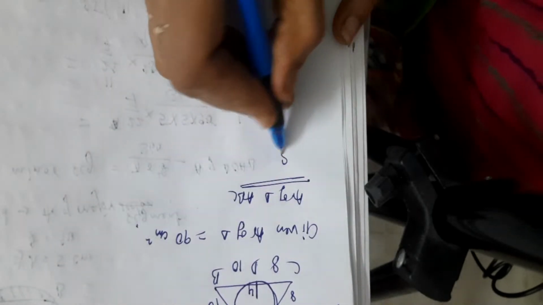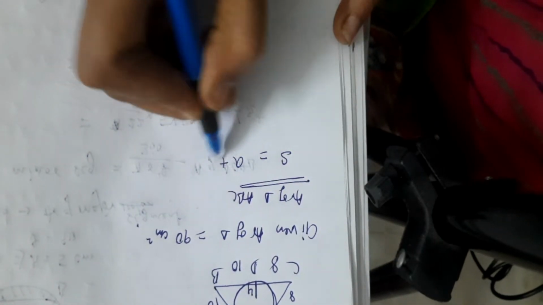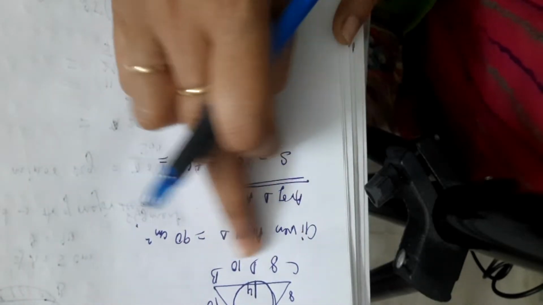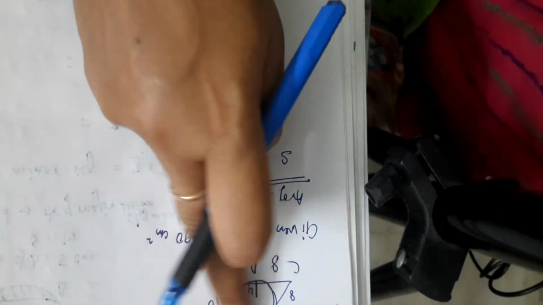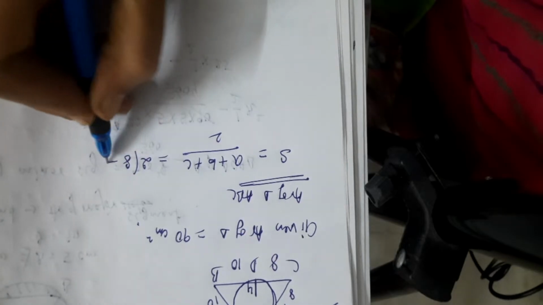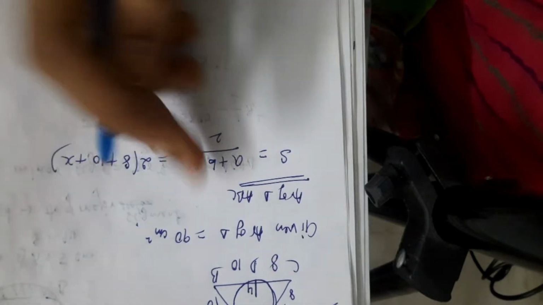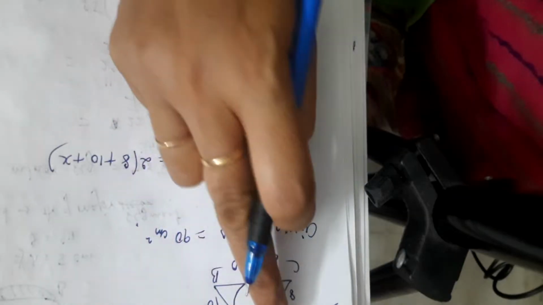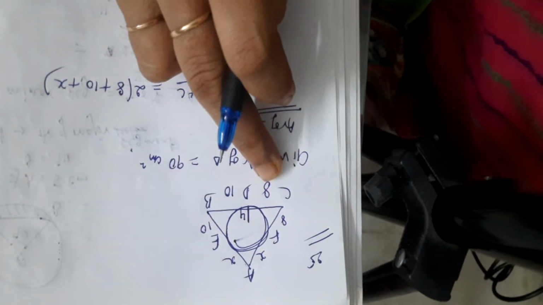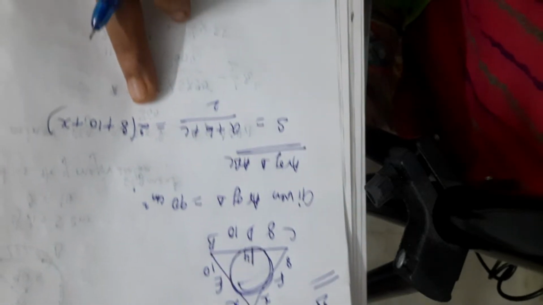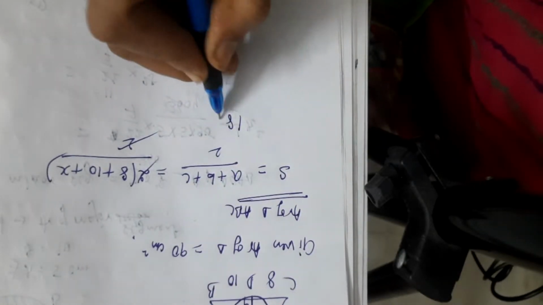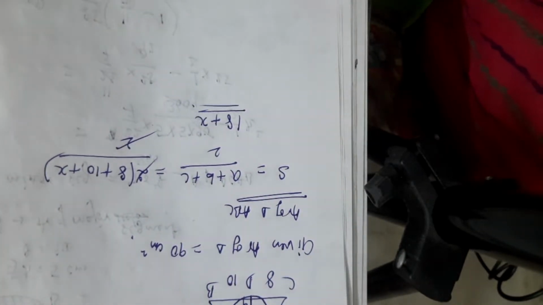So first calculate what is S. S is a plus b plus c, that is the semi-perimeter. All the terms are 2 times, so for easy calculation, take 2 common. 8 plus 10 plus x, as 2 times 10 is there, 2 times x is there, 2 times 8 is there. So I have taken overall 2 common. Whole divided by 2, so it gets cancelled. Thus it is 18 plus x. This we got as the s value.